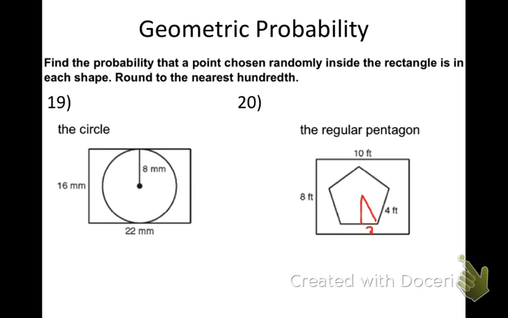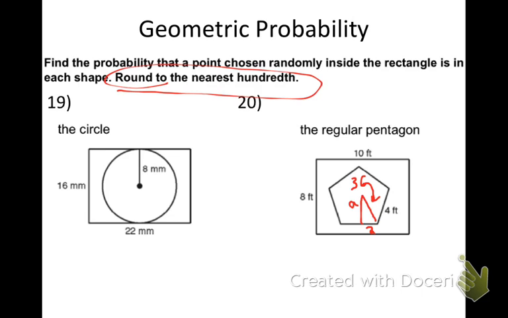So this segment is 2. My interior angle is 36. And I want you to find the apothem. What trig function do you have to use to find the apothem here? You're going to have to use tangent. Okay? Take a couple seconds and try these two. Find both probabilities rounded to the nearest hundredth.